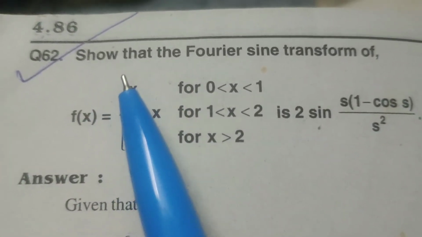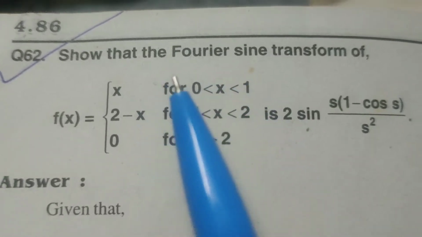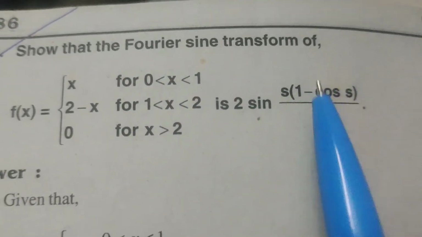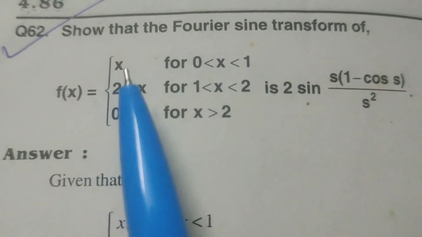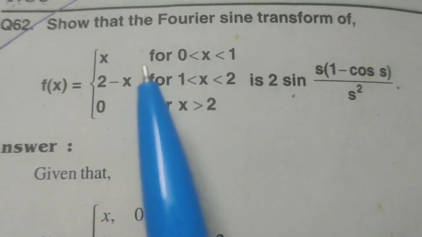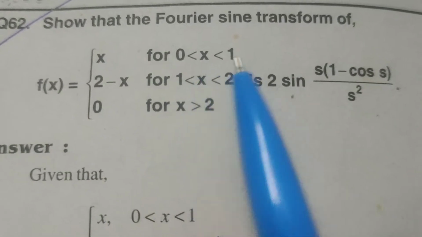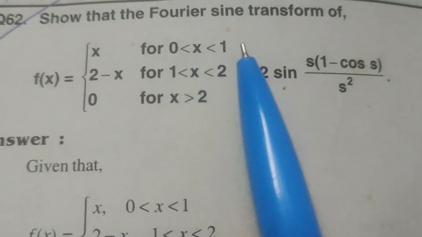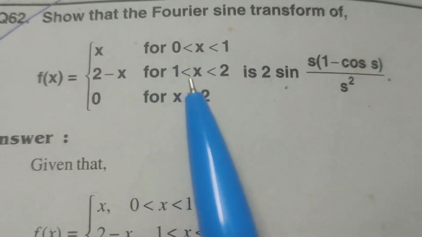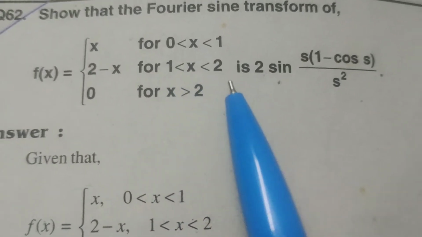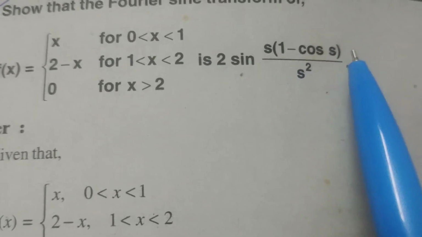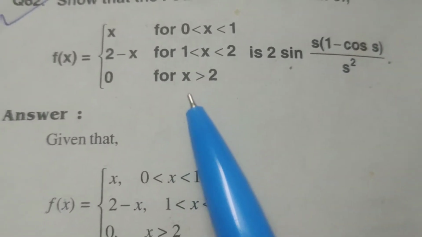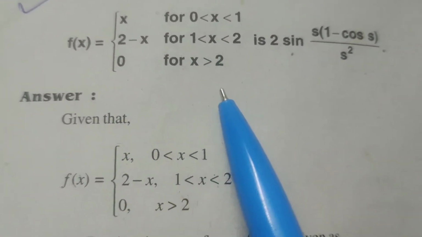Now today we are going to show that the Fourier sine transform of f of x, equal to the function x for 0 less than x less than 1, 2 minus x for 1 less than x less than 2, and 0 for x greater than 2, is 2 sin s into (1 minus cos s) by s square.